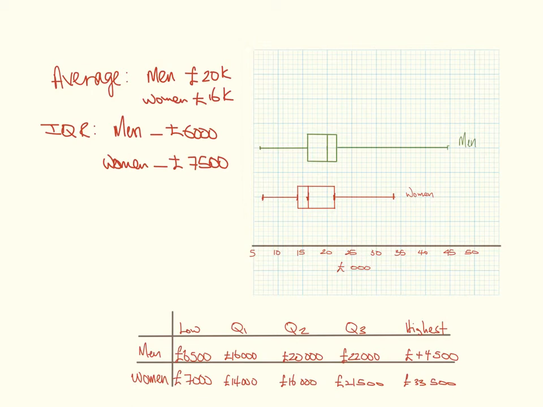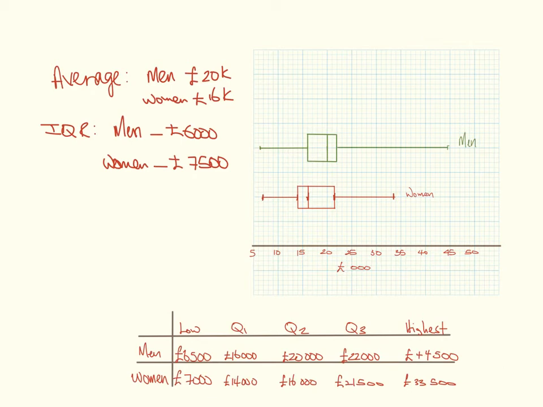You might also want to mention that on the lower end of the scale, the woman who's being paid the lowest is earning £500 more than the man who is being paid the lowest amount of money. So you might want to comment on that.